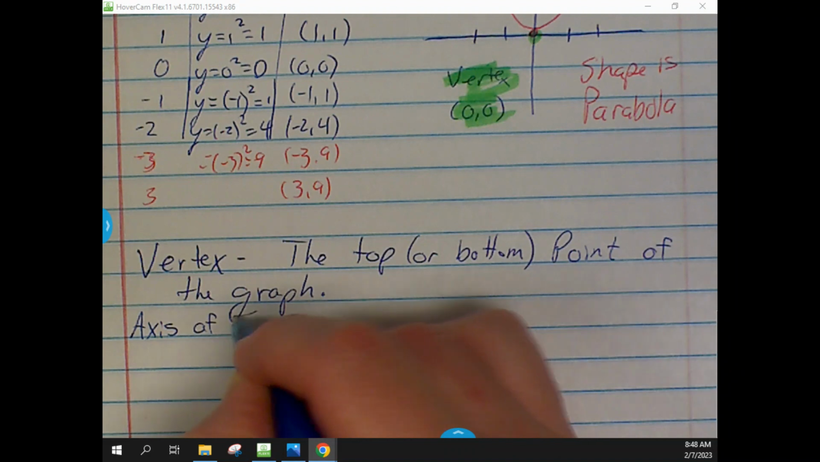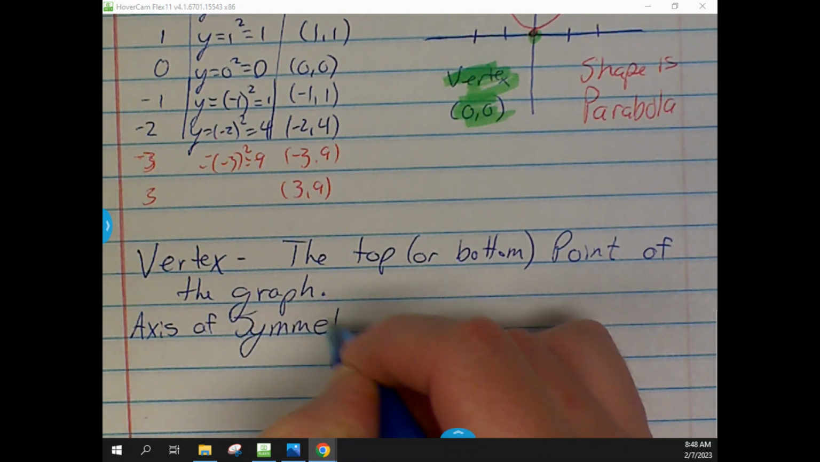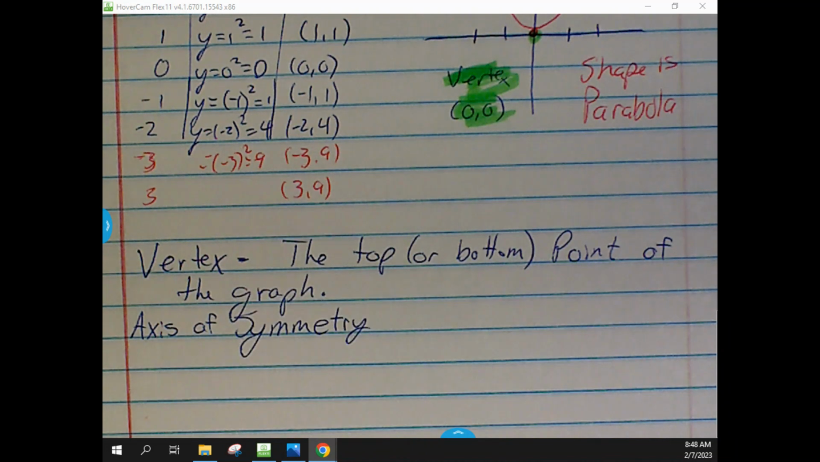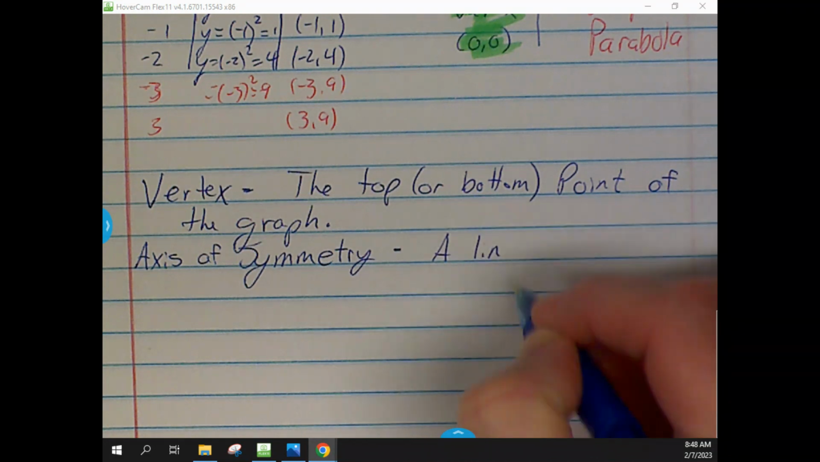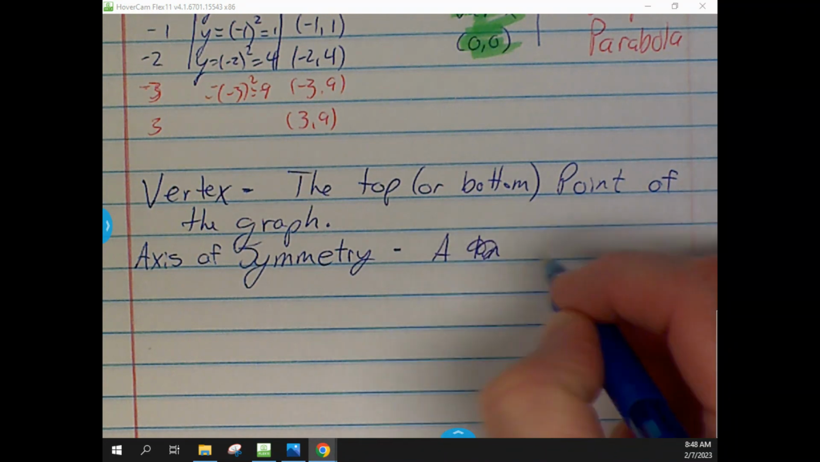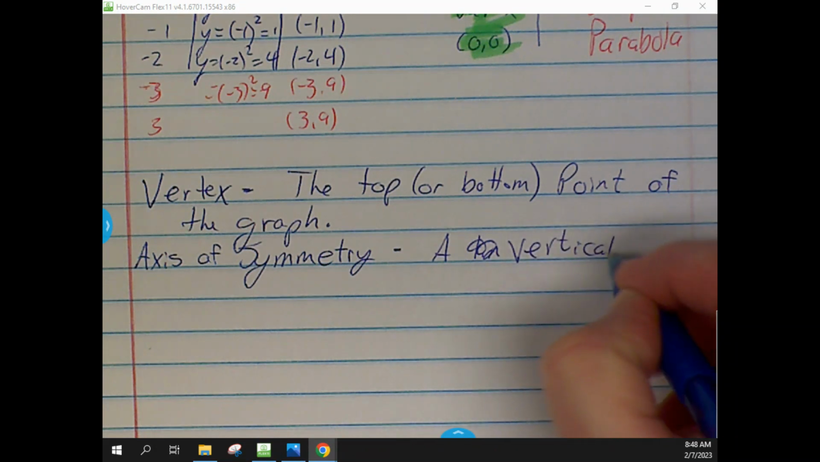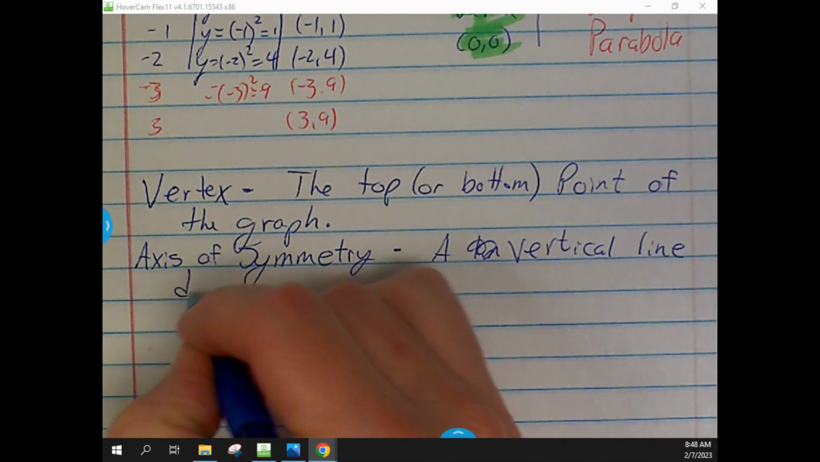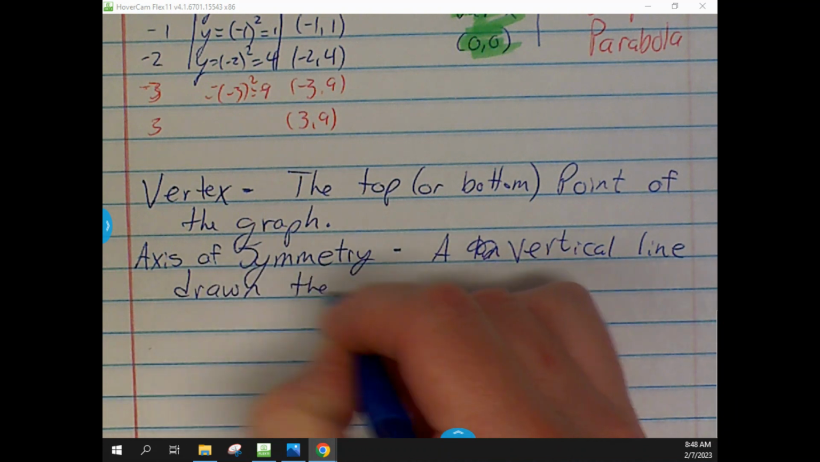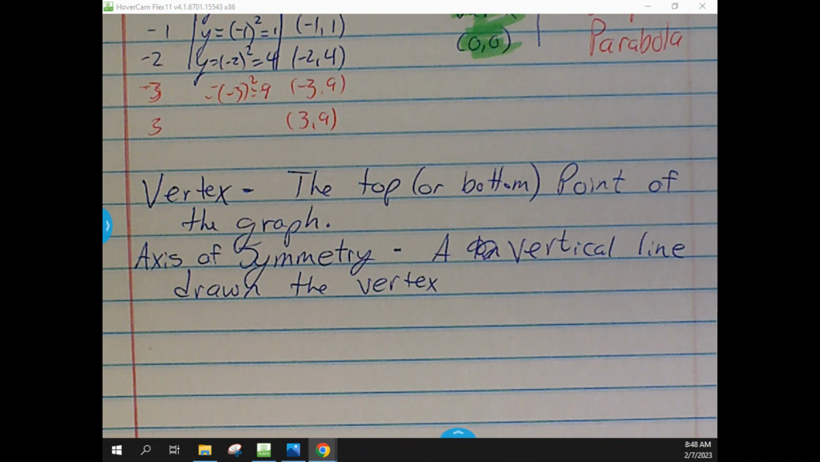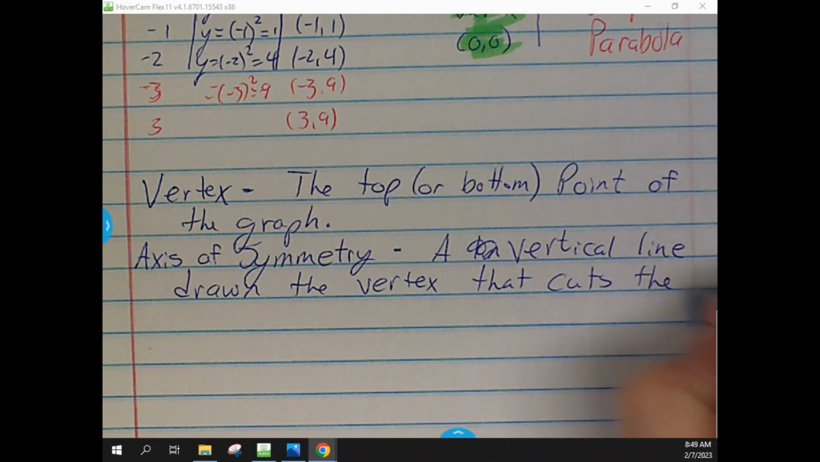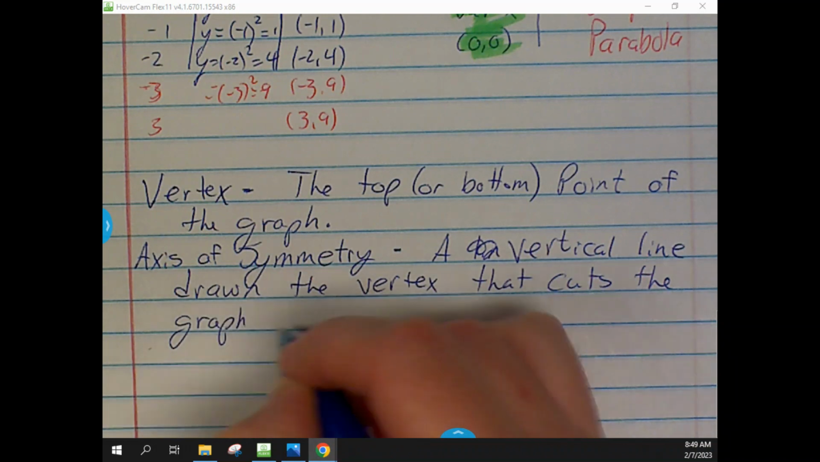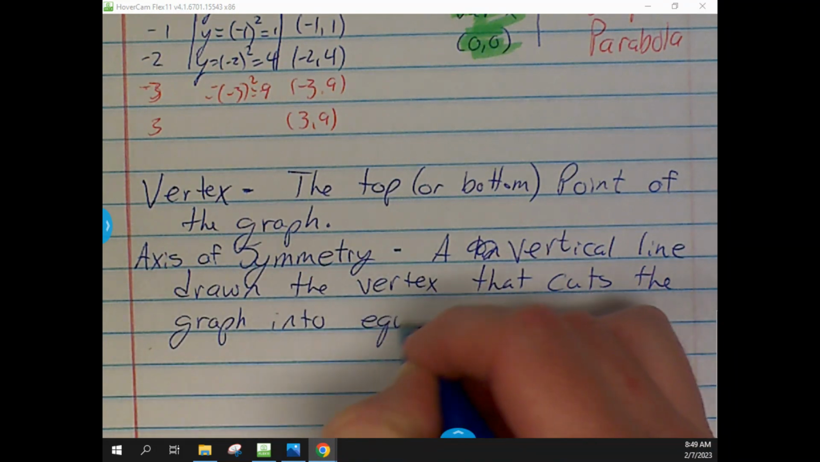All right. And then the other thing we're going to talk about is an axis of symmetry. The axis of symmetry is basically a line. Let's just say it this way: it's a vertical line that is drawn through the vertex that cuts the graph into equal halves.